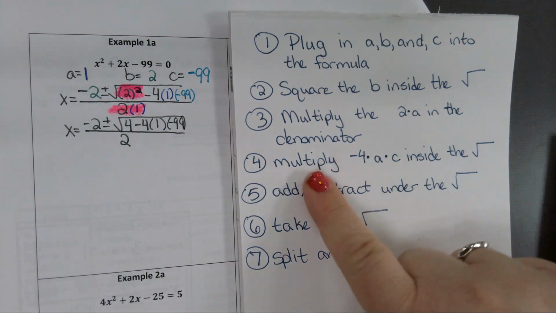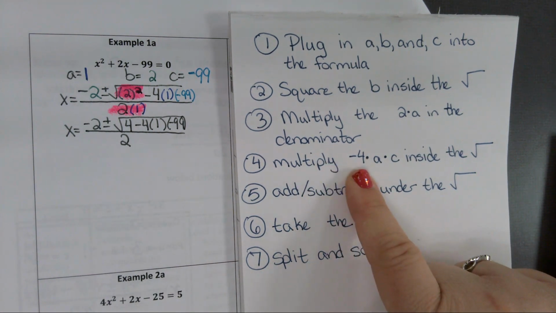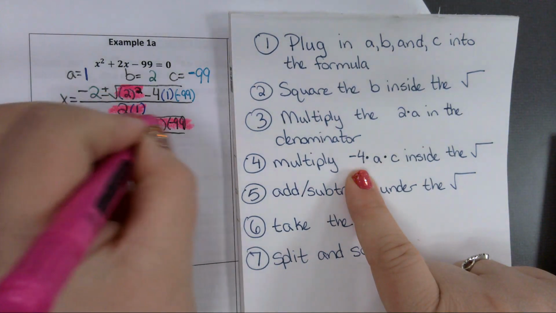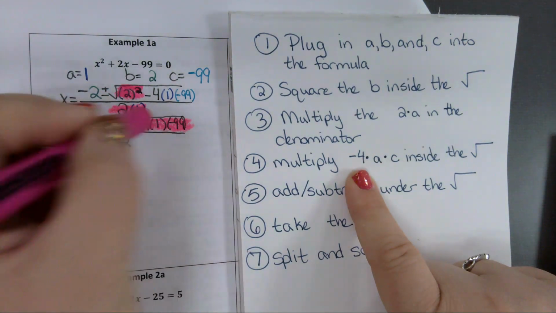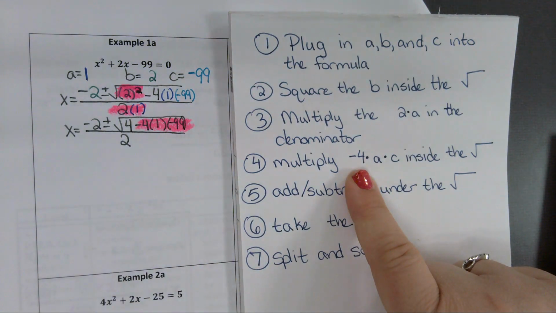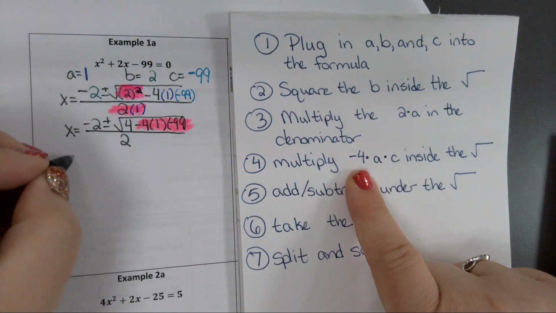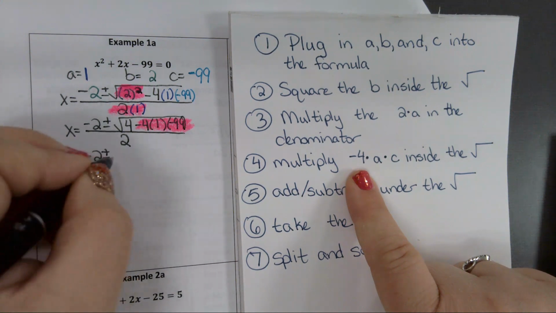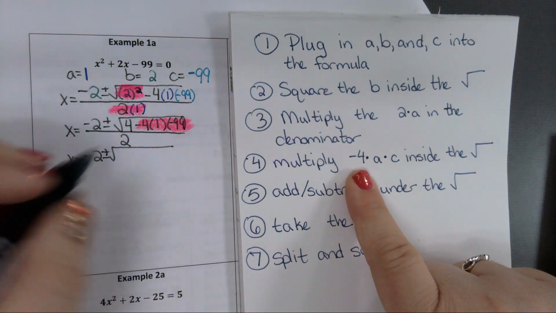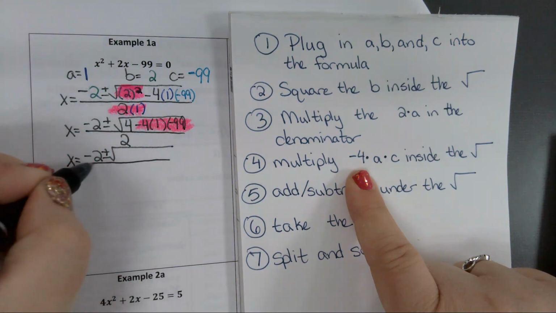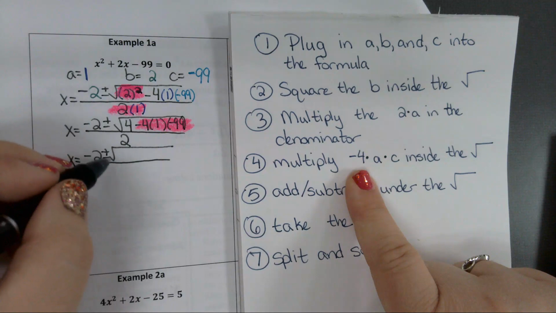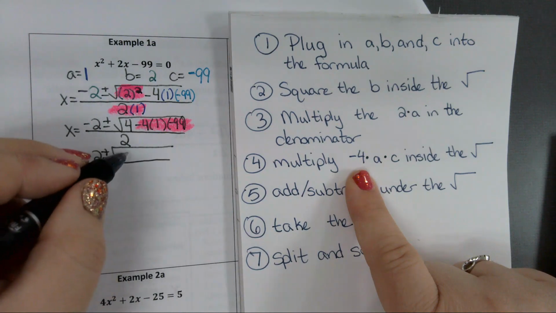Now we need to multiply the negative 4 times A times C. So I'll highlight that because that's the part I'm going to do next. Notice all of my focus so far has been underneath that radical. That's because I'm following my order of operations, and I did my grouping symbols first. We have 2 sets of grouping symbols in here. It's more than just parentheses. We have a grouping symbol of the square root symbol, and we have a grouping symbol of a fraction bar.